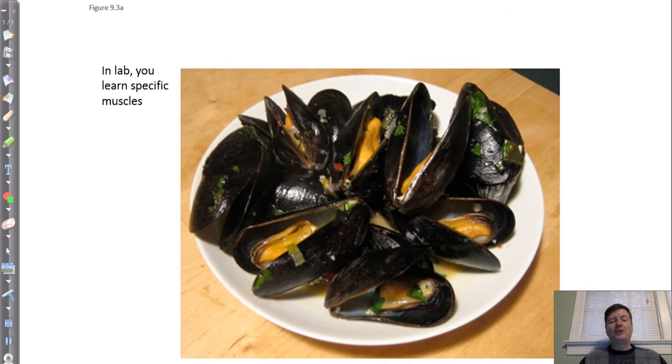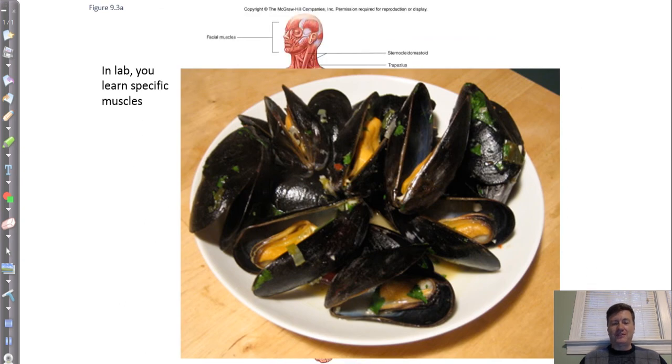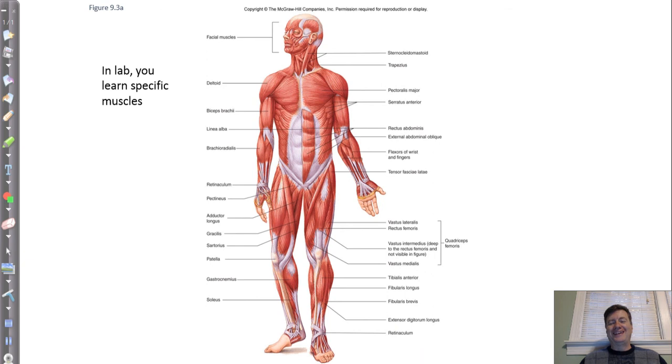Okay, so in lab, you're going to learn specific muscles. Wait, not those muscles. These muscles, thank you. You're going to focus on these, and again mainly on the superficial muscles, roughly 80 of them. Again, take the time, focus region by region, look back at my advice on how to remember them, and you'll be okay. That does it.